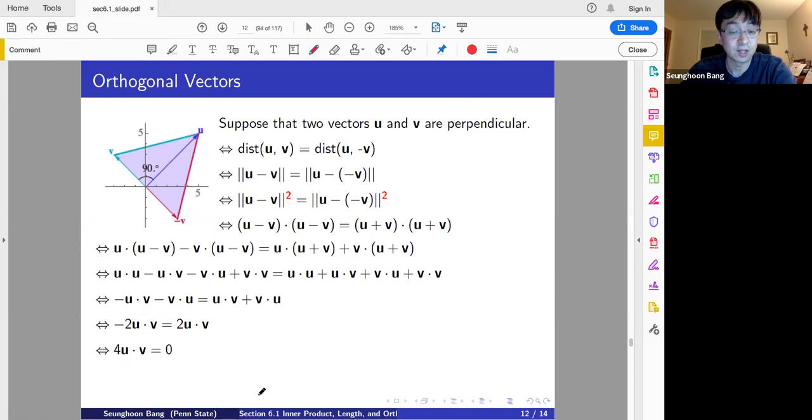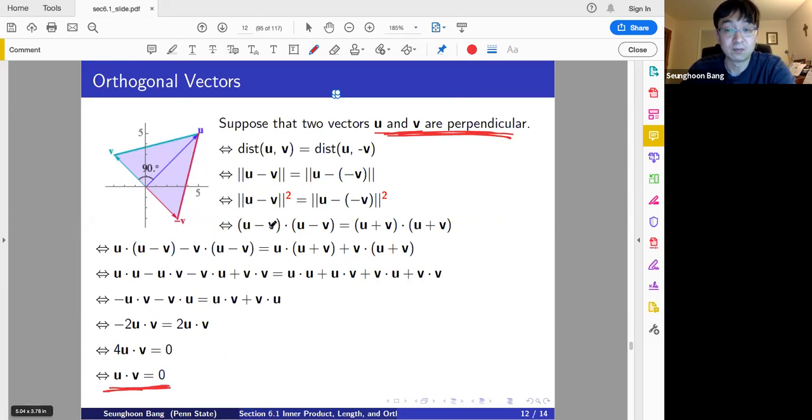So next, divided by 4, the u dot v is 0. This is one good property. If vectors u and v are perpendicular, what's the equivalent relation? The u dot v is always 0. This is one good property of perpendicular vectors.